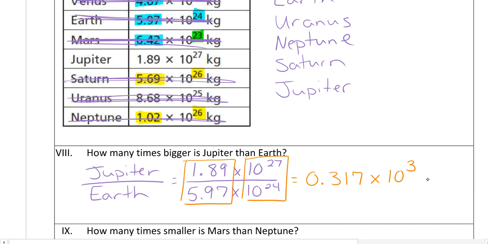Now the question doesn't really answer how many times bigger, it kind of does, but not really, because if you were to say, oh, well, Jupiter is 0.317 times 10 to the third times bigger than Earth, that's kind of confusing. So we're going to change this number back into standard form. Paying attention to, I have a positive 3 exponent, so I am going to swing my decimal 3 places to the right, and so that tells me that Jupiter is approximately 317 times larger than Earth.